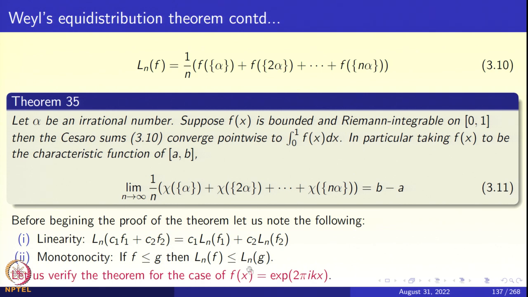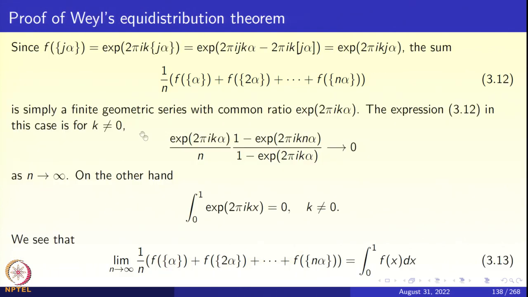Now, why have I chosen this particular f of x? If you take the function f of x and evaluate it at these values, {j alpha}, what is {j alpha}? It is simply j alpha minus [j alpha]. [j alpha] is an integer, and an exponential of 2 pi i k times an integer is 1. So the expression is very simple. f evaluated at {j alpha} is simply exponential of 2 pi i k j alpha.